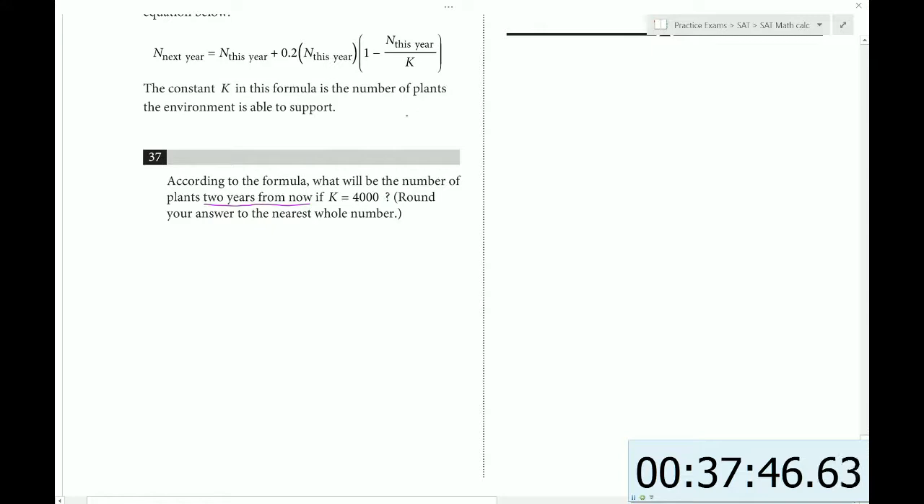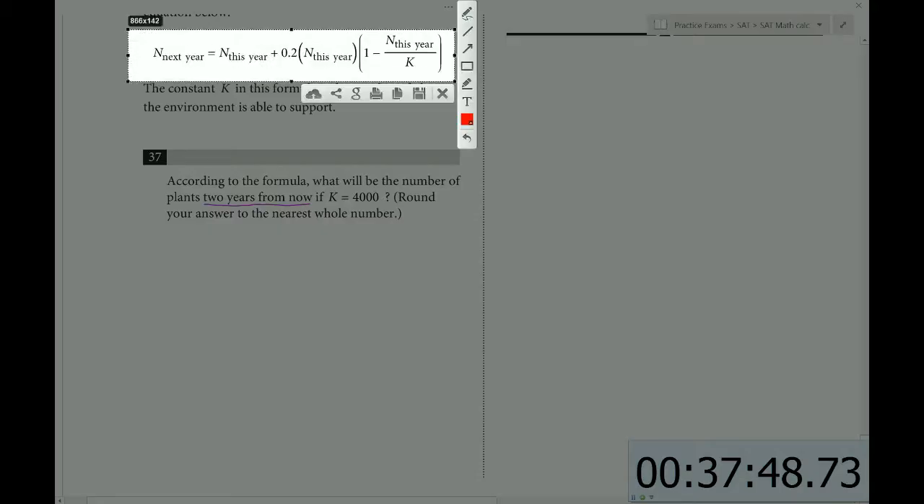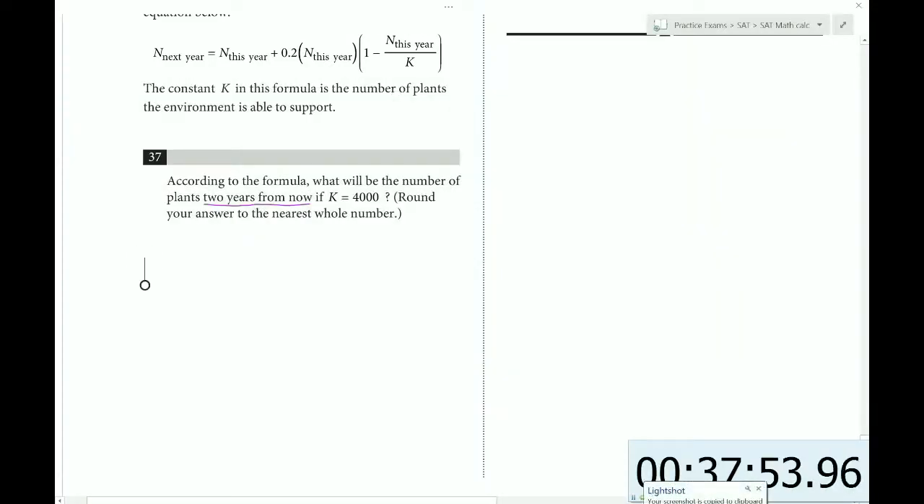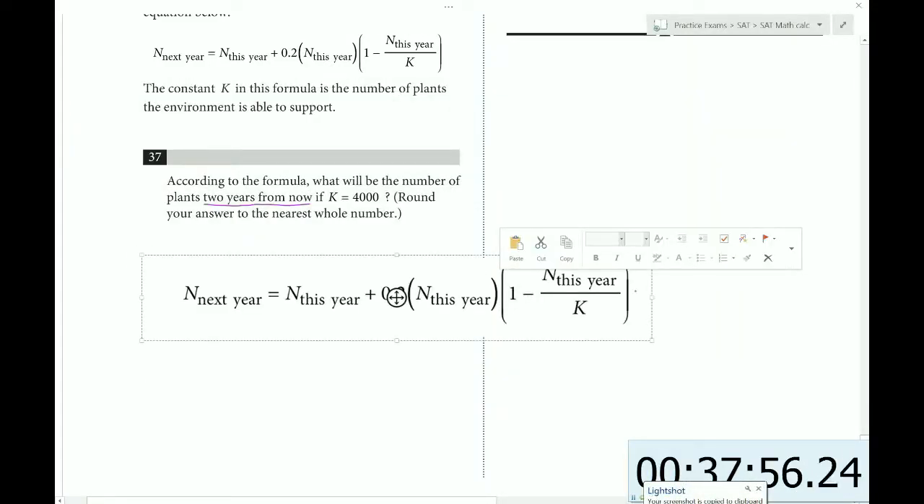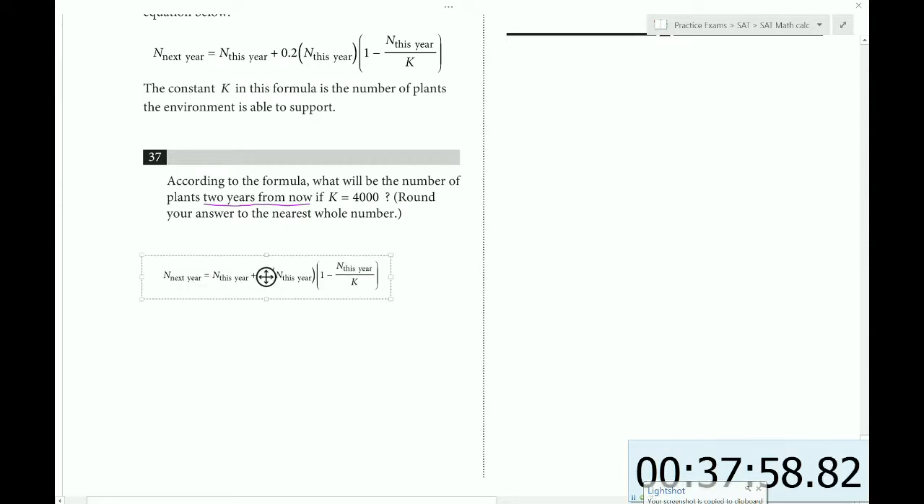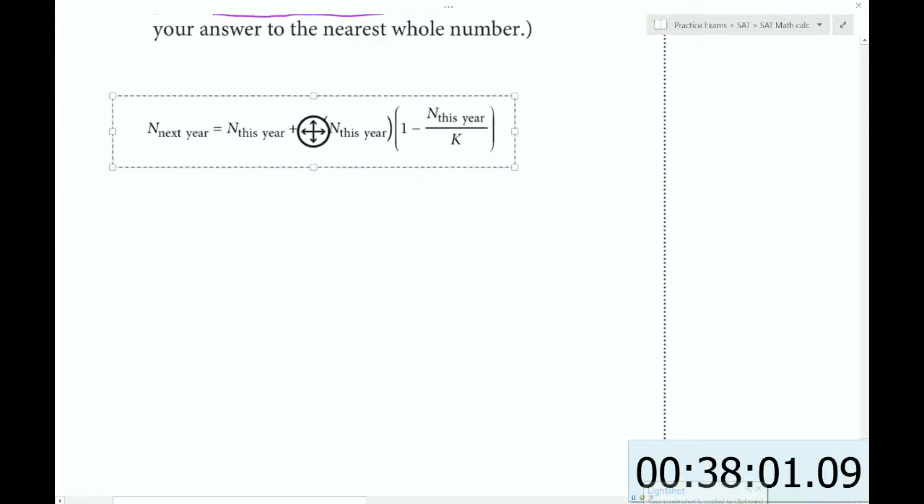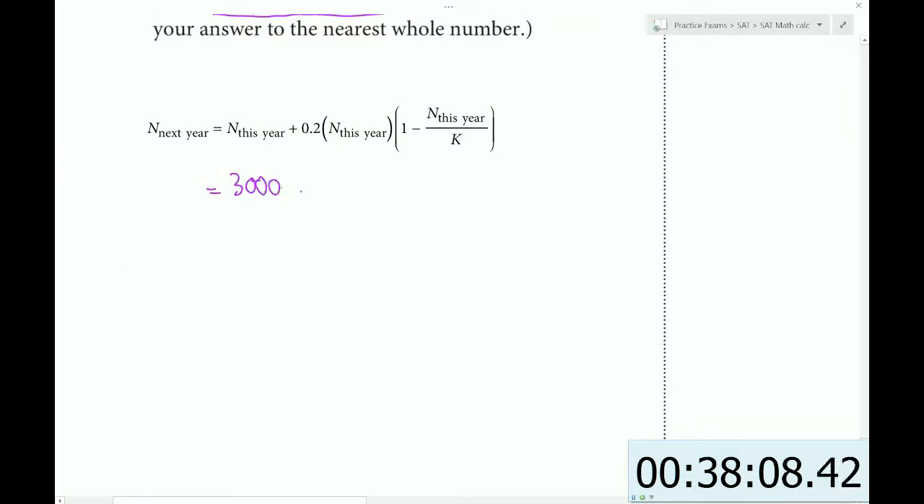So we're plugging in 4,000 for K. All right, so let's grab this equation. We'll copy it down here and just resize it. And we want K to equal 4,000. So the number the next year is the number this year. Now, it said above that we're starting with 3,000. So the number this year is going to be 3,000. And we do 1 minus 3,000 over 4,000, which is the value for K that they're giving.